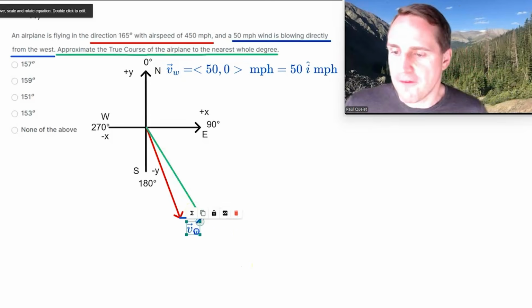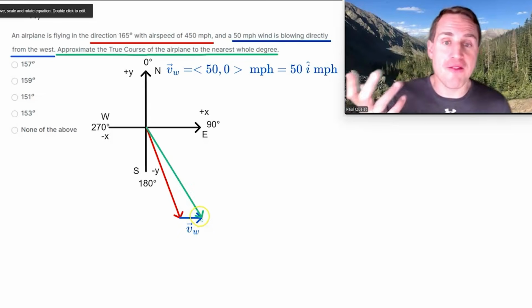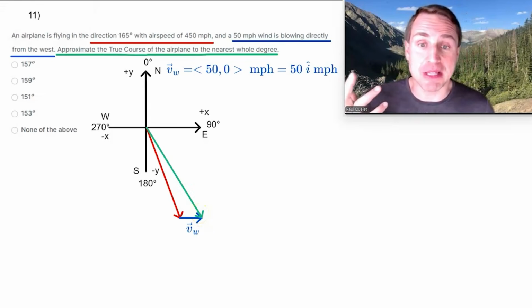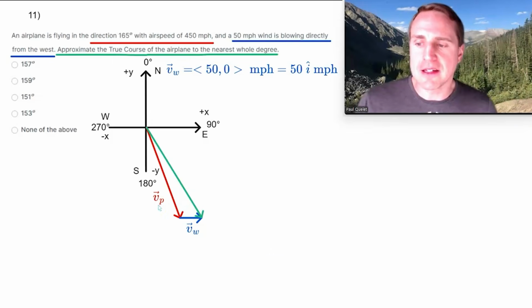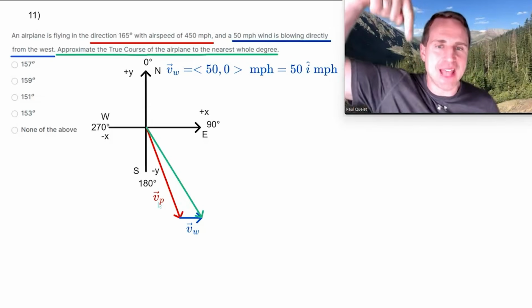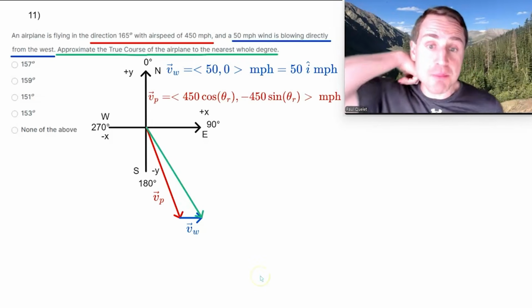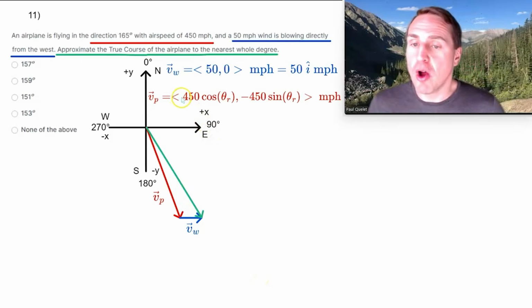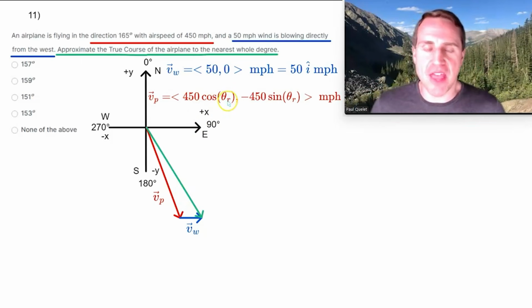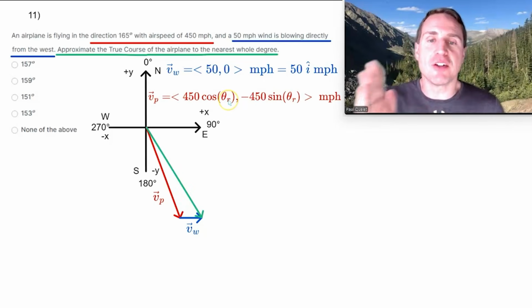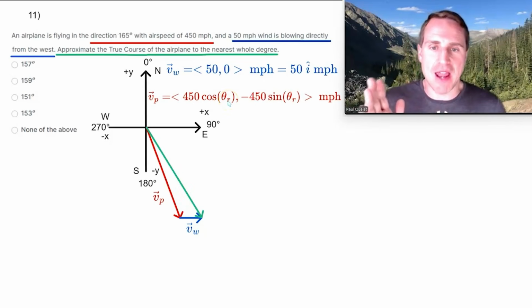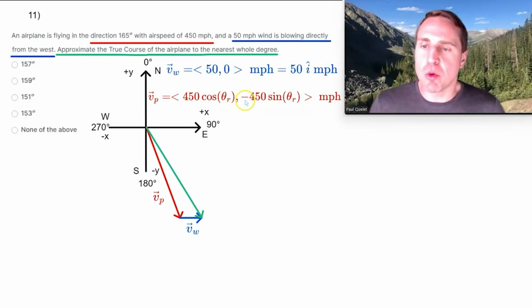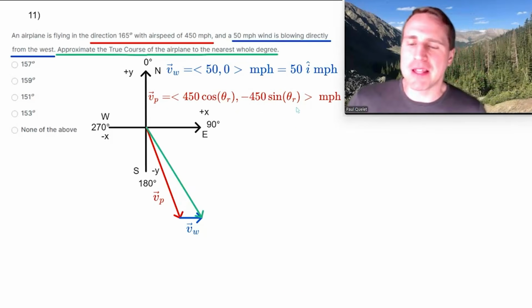Now that we have vector v wind here, let's also get a vector for vp, that is v plane. And let's think about how we're going to find the components of v plane, because it has both a positive x and a negative y component. So for v plane, what we'll do is 450 times the cosine of theta r. Theta r is the reference angle. We need to figure out what that angle is. And then we're going to go minus 450 times sine of theta r. So let's talk about how I'm getting these things.